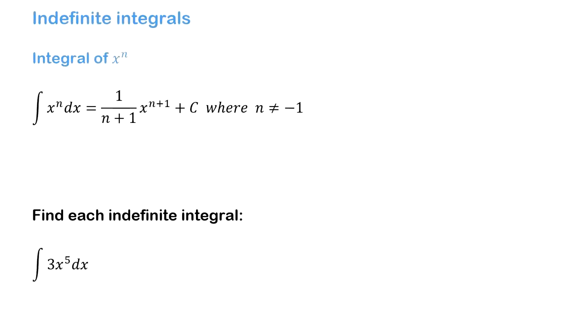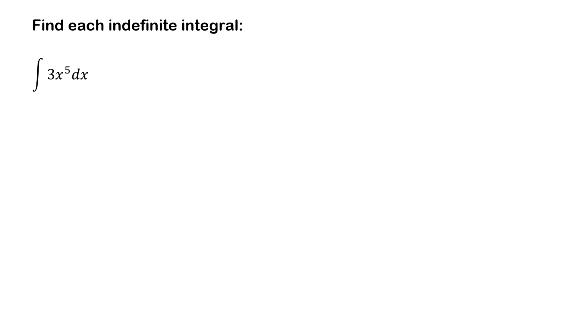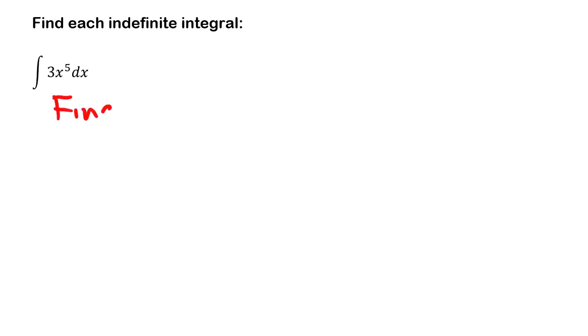The integral of x to the power of n is, as you can see on the screen. Essentially, we're finding the antiderivative and then finding the unknown c value. So here we have an example. We need to find the integral of 3x to the power of 5 dx. So to begin with, we do find the antiderivative.